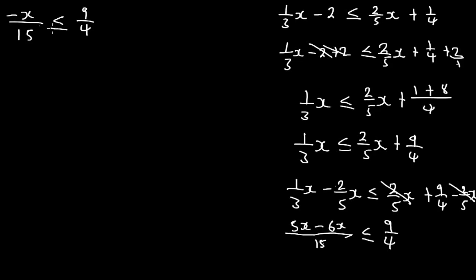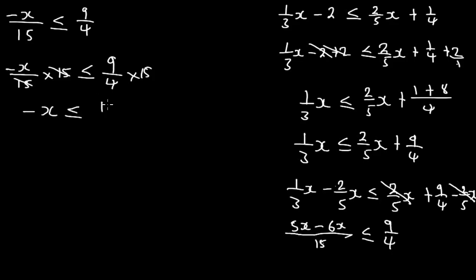Instead, we multiply. Let's multiply both sides by 15. Then we have minus x over 15 times 15, that's less or equal to 9/4 times 15. You can also add that to your rules of inequality. Don't cross multiply. Instead, multiply both sides or divide both sides by whatever will get rid of what you are trying to get rid of. So now this cancels out, and left over is minus x, less or equal to 9 times 15, which is 135, divided by 4.